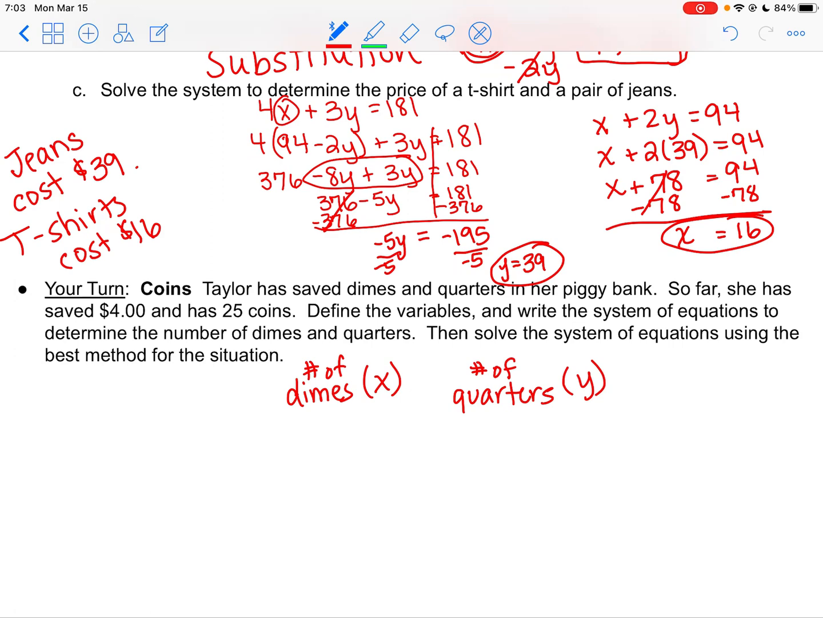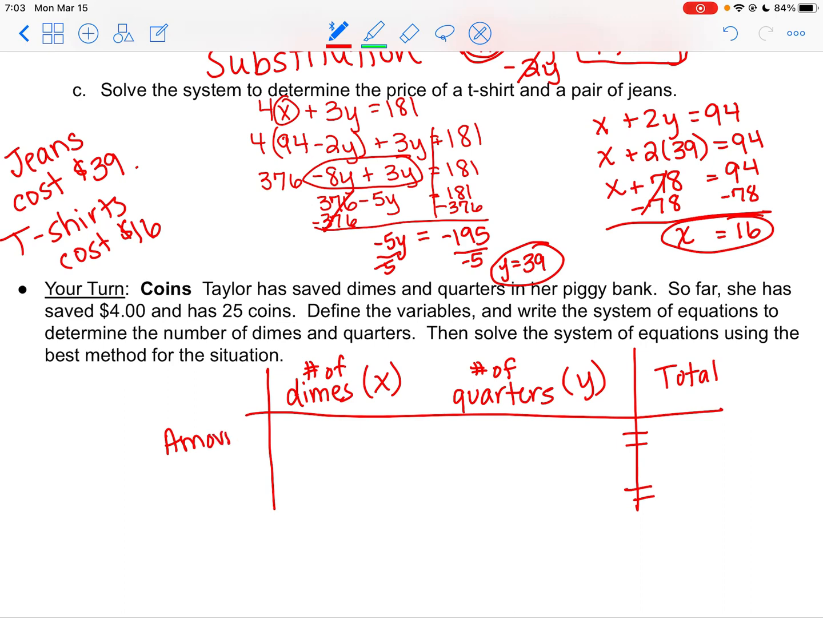So I know that on this other side it's going to be the total. If we think about that table from the previous problem, this can help us set up our two equations. I want to think about what type of totals I had. There were two totals. The first total was the amount of money that she had saved, which was $4. The second total is the number of coins, which is 25.